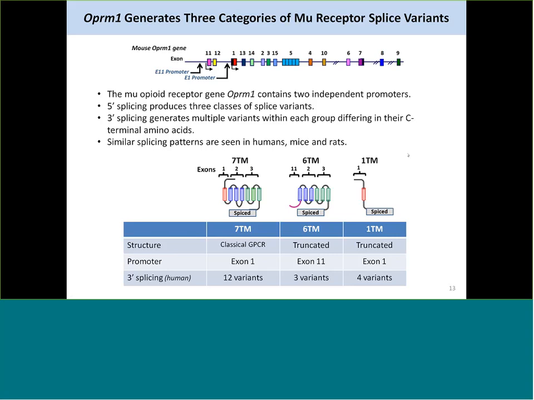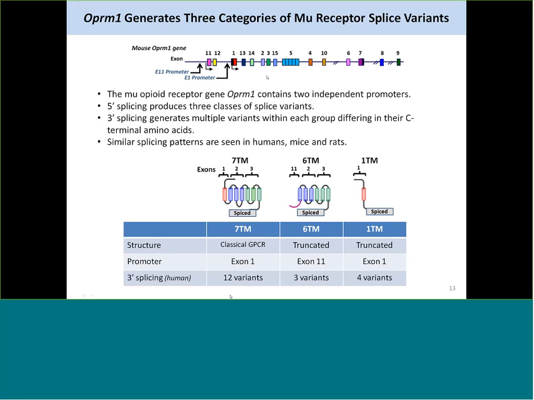There's a second promoter upstream from exon 1 that's associated with exon 11. And as you can see here, the exon 11 promoter is able to activate the entire gene. The exon 11 promoter has a TATA box, unlike the exon 1 promoter, and it appears to be under differential control.